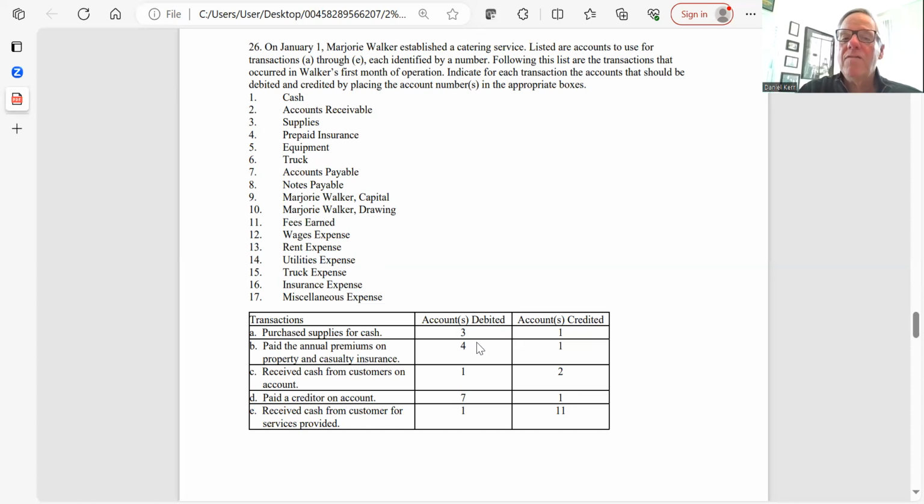Now, what I noticed with some of you is you put more than one number in the box, which could happen, but it would have to be a compound transaction, which is a transaction that involved more than one account, and that was not the case in any of these transactions here. And every transaction has to have both a debit and a credit. So some of you are still fuzzy on journal entries. Every journal entry has to have at least one debit and at least one credit, and they have to balance.